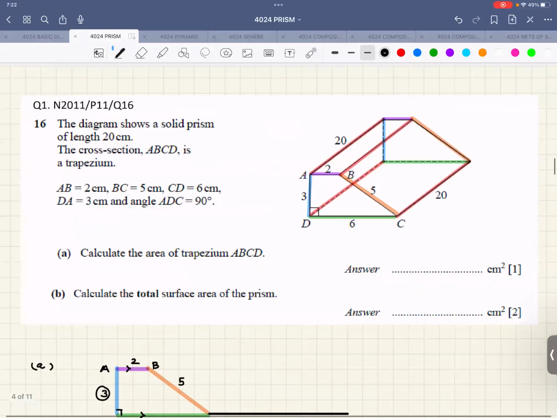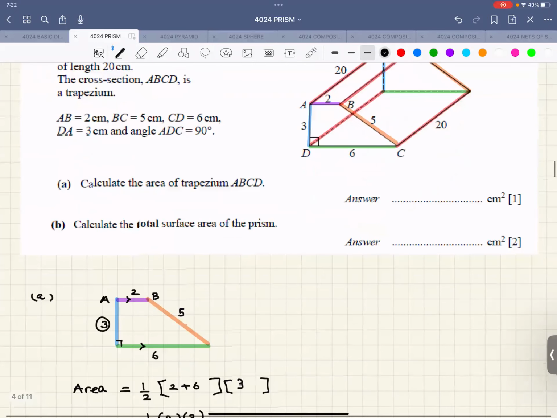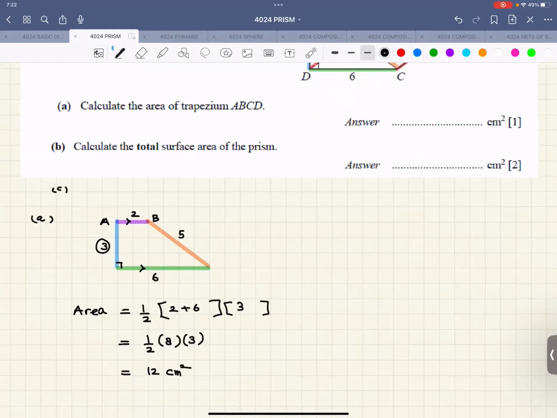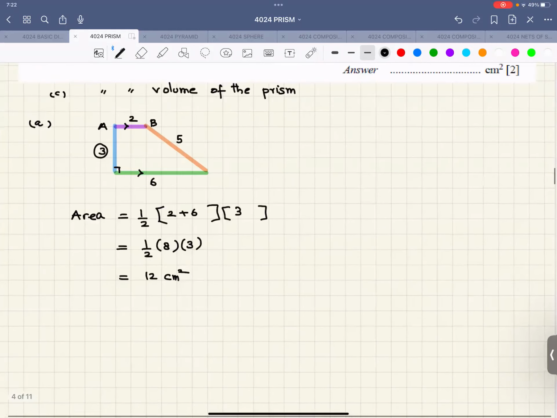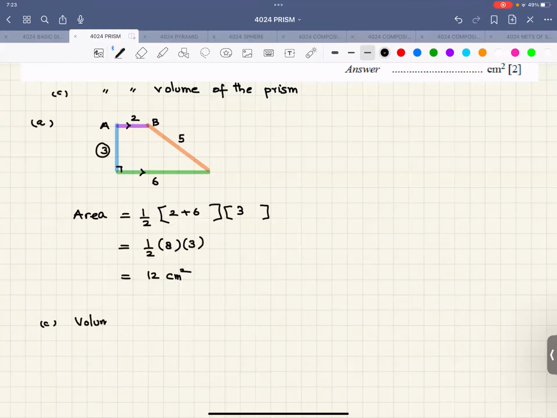Now, let me add part C over here. That is, calculate the volume of the prism. So let me do part C first. So volume of the prism is cross-sectional area, CS stands for cross-section area, multiplied with length. So cross-sectional area is 12. Multiply it with 20. That comes out to be 240 centimeter cube. I have done part C.